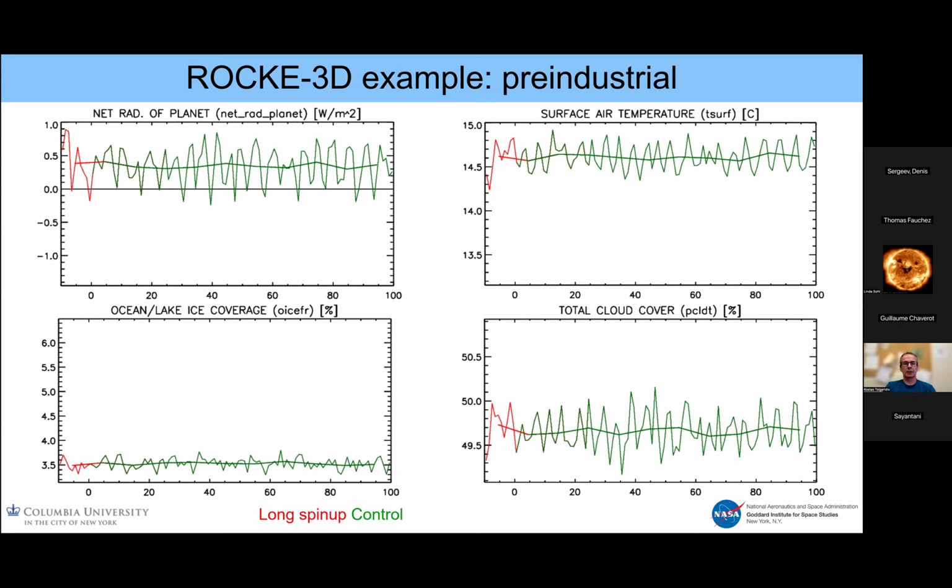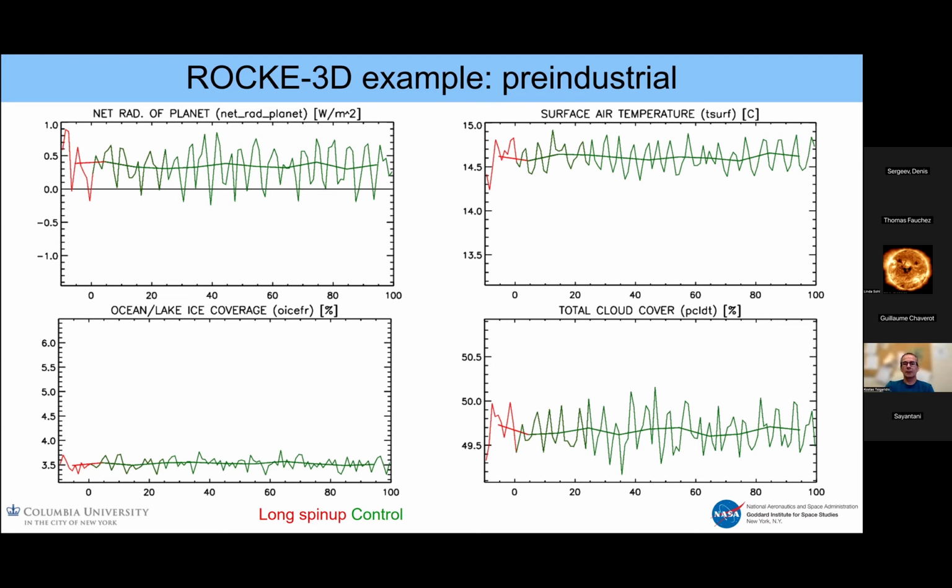So you see the model, top left is the net planetary radiation, which needs to be as close to zero as possible to be in radiative balance. It's very good. Surface air temperature you can see on the top right, and then ocean and lake ice coverage in the bottom left, and total cloud cover in the bottom right. Everything looks very nicely equilibrated. The thin line is the annual means, and the thick line that has less variability is the decadal means. And you see that the model is very nice and stable and simulates values that actually make sense.